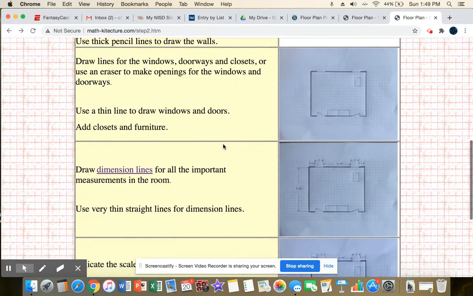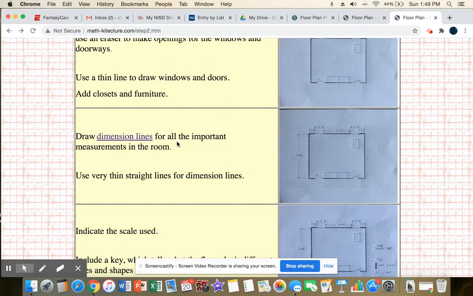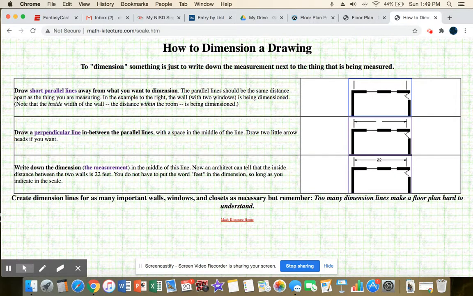Next up, we already covered this one. Very important. We need to draw dimension lines for all the important measurements in the room. Use very thin, straight lines for dimension lines. Okay, I'm going to click on this dimension lines link. And this explains how to create a dimension line. Okay, so for instance, we're going to draw short parallel lines away from what you want to dimension. These are the small parallel lines of the inside corners of this room. Okay, they're located right here and here. Those are the short parallel lines they're talking about.